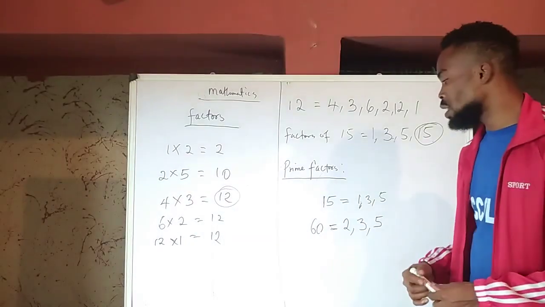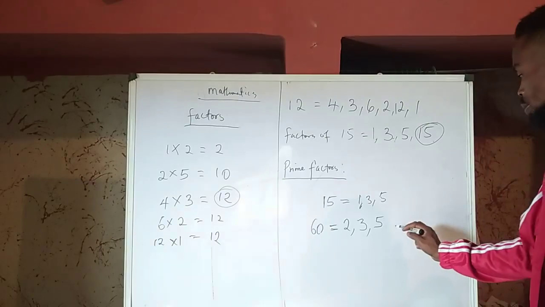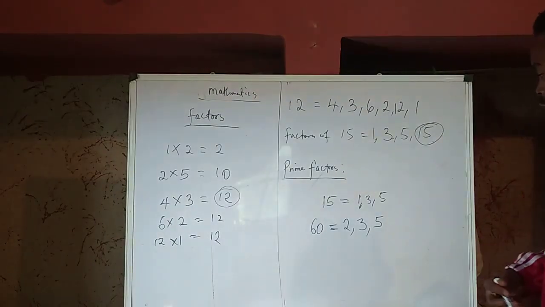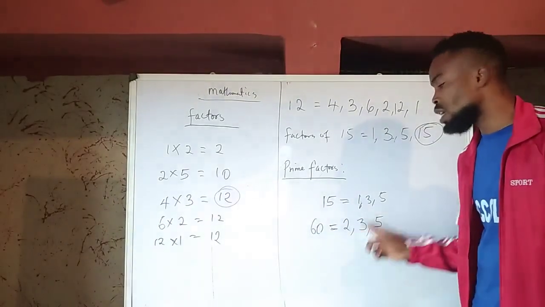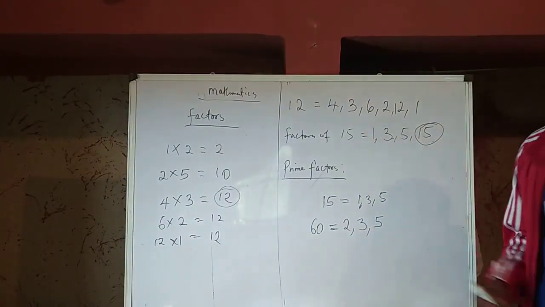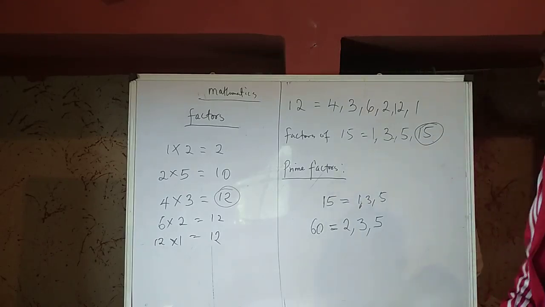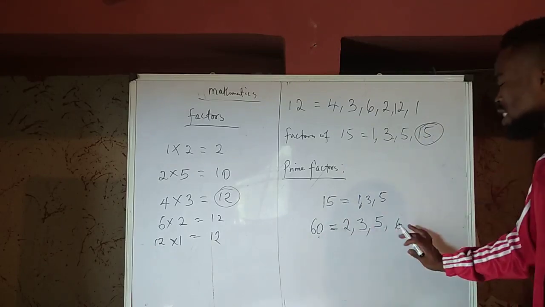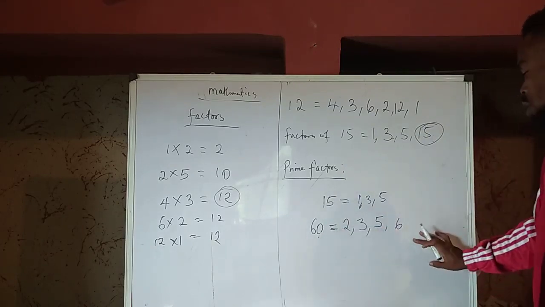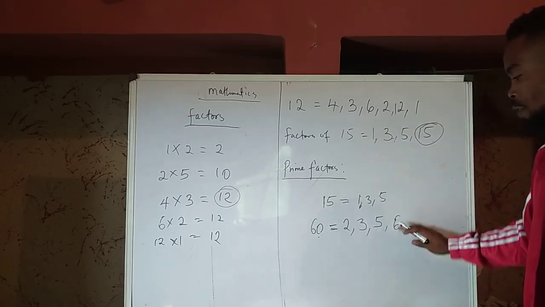Another prime factor of 60 is 5, because 5 times 12 gives us 60. Then I think that should be all. These are the prime factors of 60: 2, 3, and 5. Because if you keep checking any other number, you are not going to get it. Don't get me wrong, 6 is a factor of 60, but it is not a prime factor, because 6 is not a prime number.